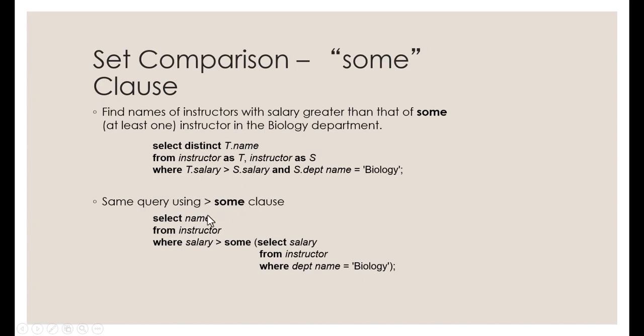So we have select name from instructor where this person's salary is greater than some, and then another subquery. This subquery returns every single salary of all the instructors who work in the biology department. As long as this person's salary is greater than at least one of these numbers, they make more than someone from biology. So this is another way of doing the same exact query.